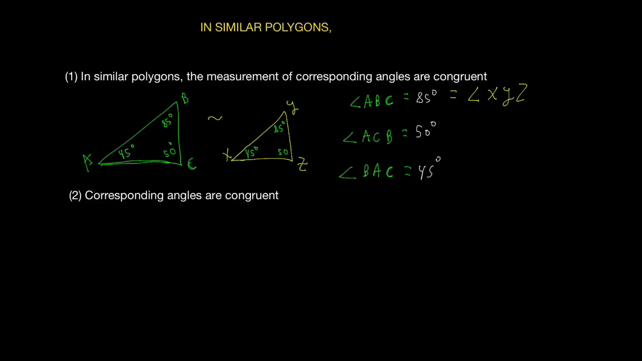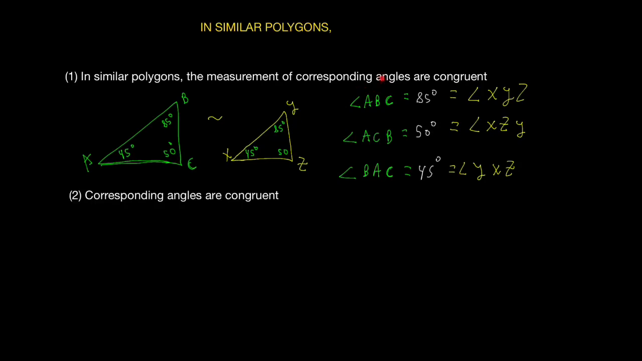And that's what we mean by corresponding. Angle ABC corresponds to angle XYZ. Since they're similar, they both have to equal 85. The same thing is done for the rest of the angles.